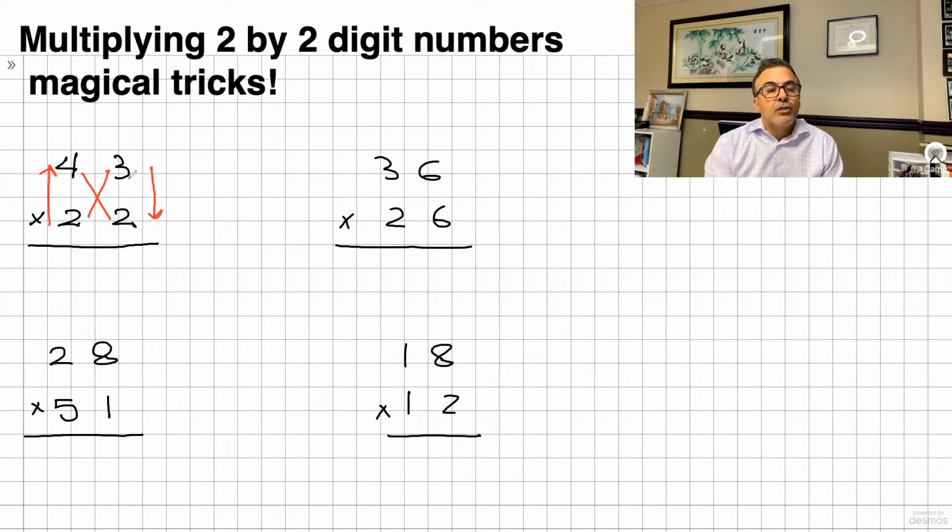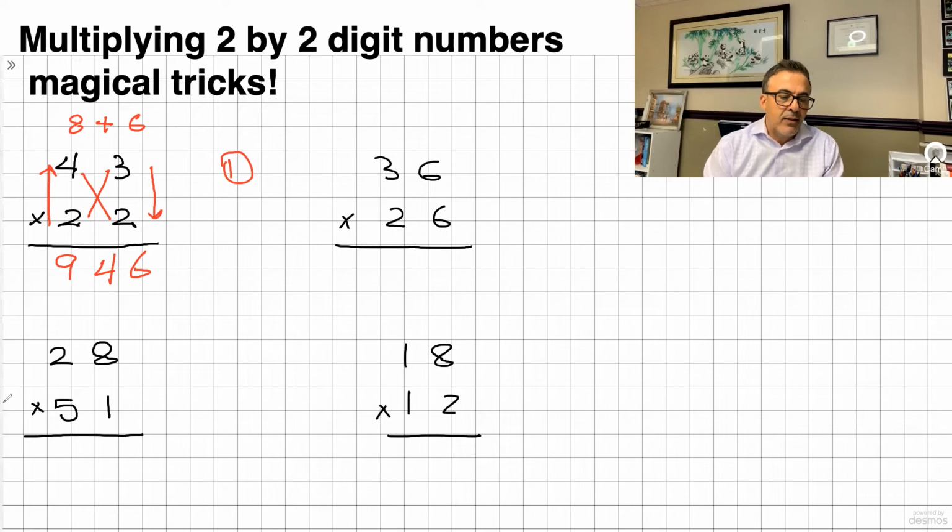Okay. So 3 times 2, that's what you're supposed to do. 3 times 2, you get 6. Now you cross multiply. 2 times 4 is 8, and 2 times 3 is 6. So you add these 2 numbers. 8 plus 6 is 14. So you put 4, and then you have 1 left over. And then you multiply this way. 2 times 4 is 8, and you add the 1 left over. So that's 946. Okay.